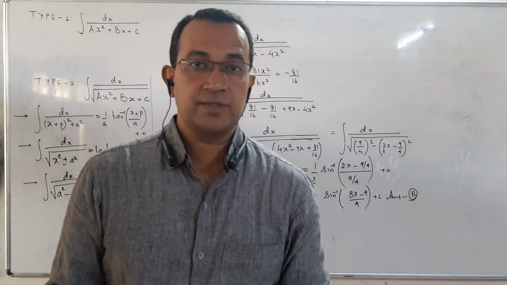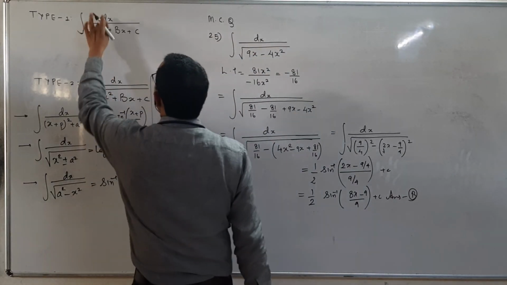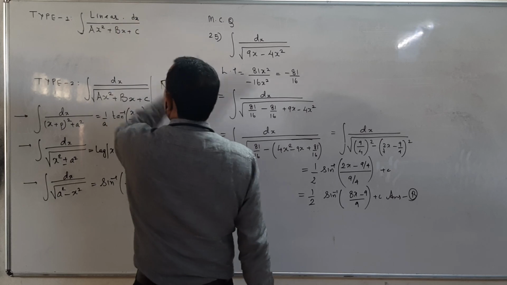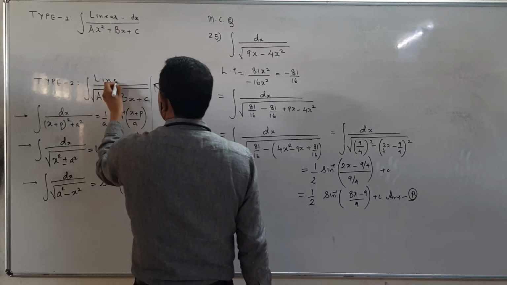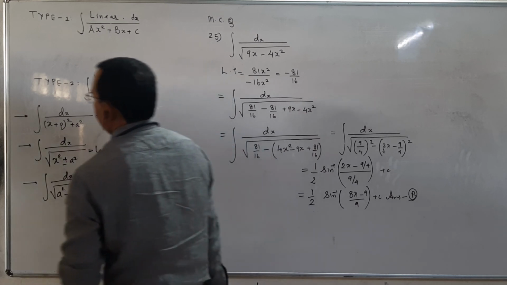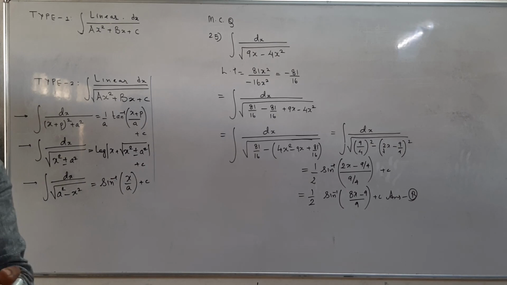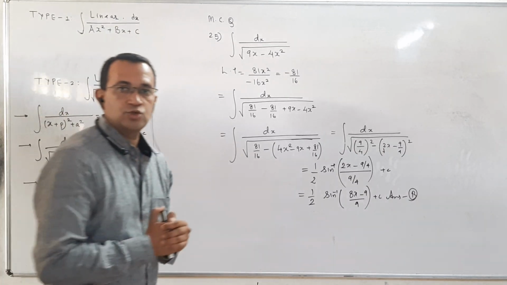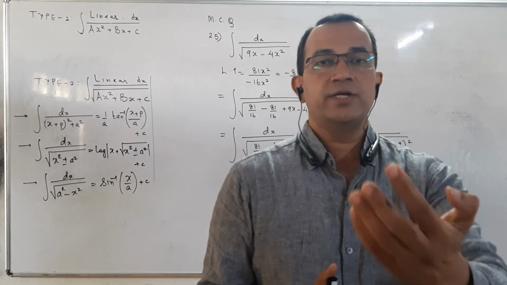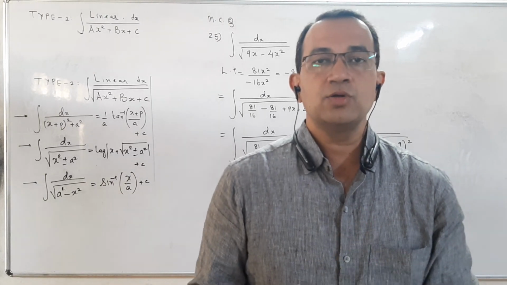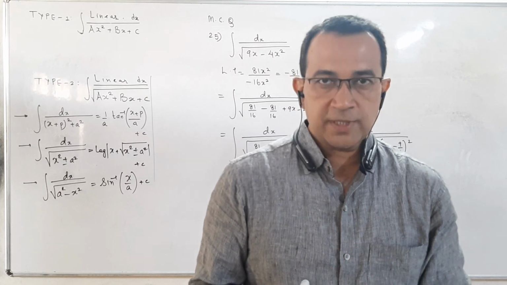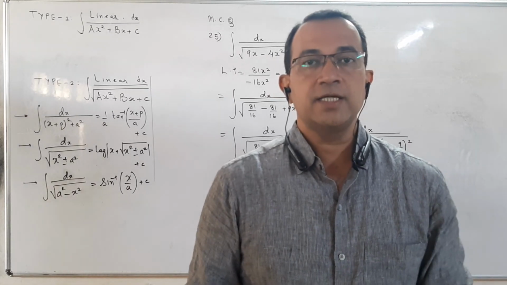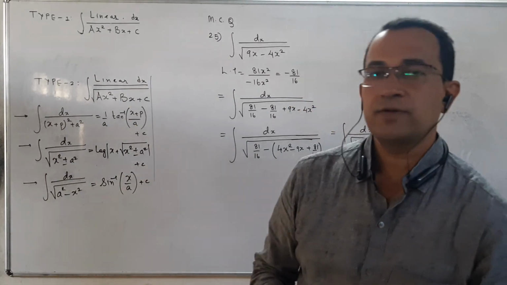Our next two types will be linear upon quadratic and linear upon root quadratic, which will have as a subpart dx upon quadratic or dx upon root of quadratic. That is why, students, today I am stopping with these two types, dx upon quadratic and dx upon root of quadratic. I am stopping here, students, because the new type I will definitely take in the next lecture, and these two types are 5 marks.